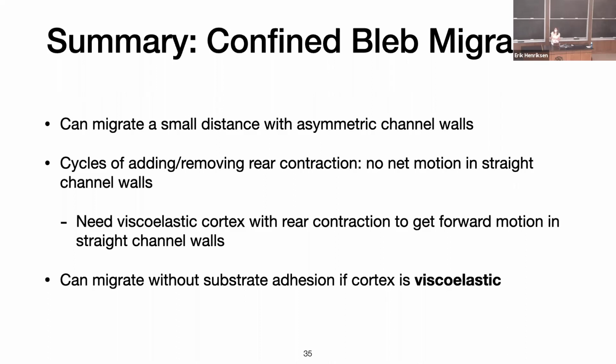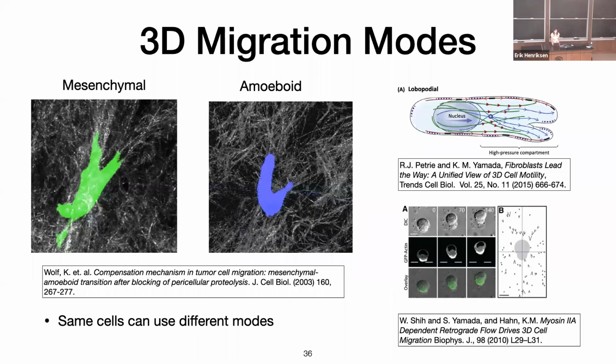But if we use a viscoelastic model for the cortex, then we actually can migrate without adhesion. That was the key to getting net forward motion, at least for straight or asymmetric channel walls. Currently we're going through and trying to understand how much motion we can get through this viscoelastic cortex with retraction and blebbing. Okay, so I will probably stop there.